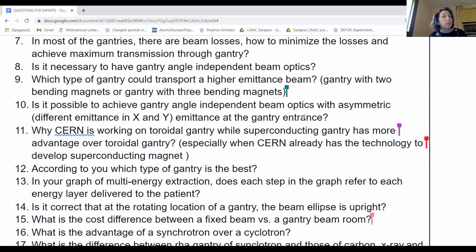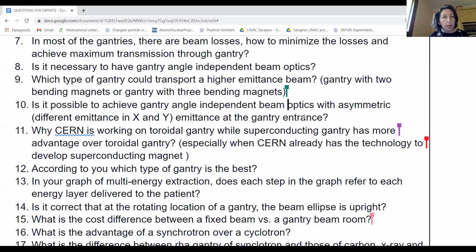I mean, a disruptive thing. However, and this is superconducting, by the way, the technology is not yet mature. And that's why, in parallel with that, always at CERN, we also consider a conventional rotating superconducting gantry. And indeed, we leverage the knowledge of CERN on superconducting magnets. According to you, which type of gantry is the best?